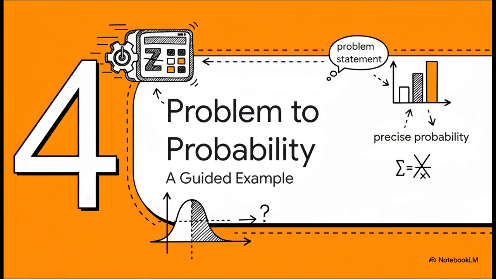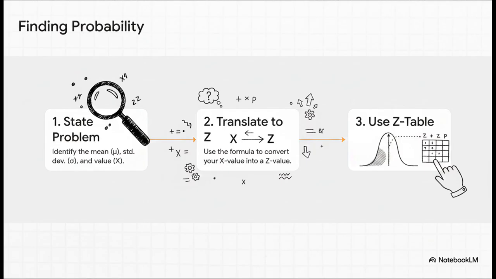So, now that we have our universal translator, the z-score, let's actually put it to work. We're going to walk through a real-world example, step by step, to see how we can go from a simple question to a precise probability, all without having to touch any scary, complicated calculus. The whole process is really just a simple 3-step recipe. It's super straightforward. First, you state your problem clearly and you identify your key ingredients.